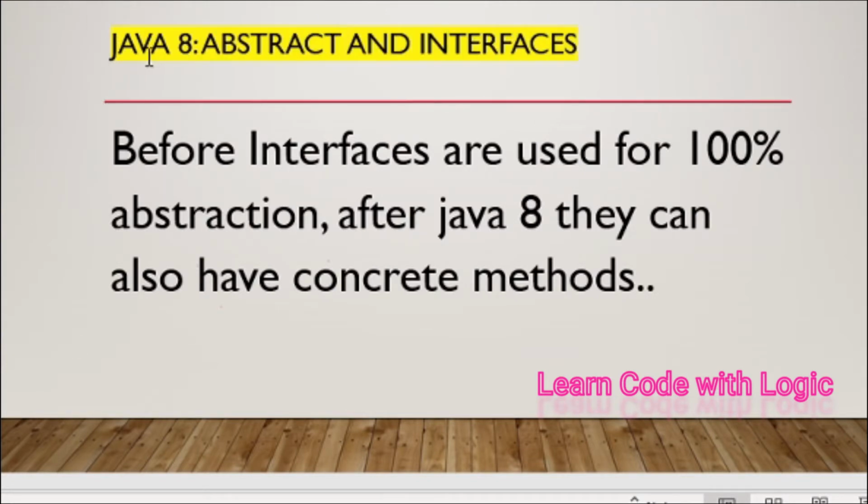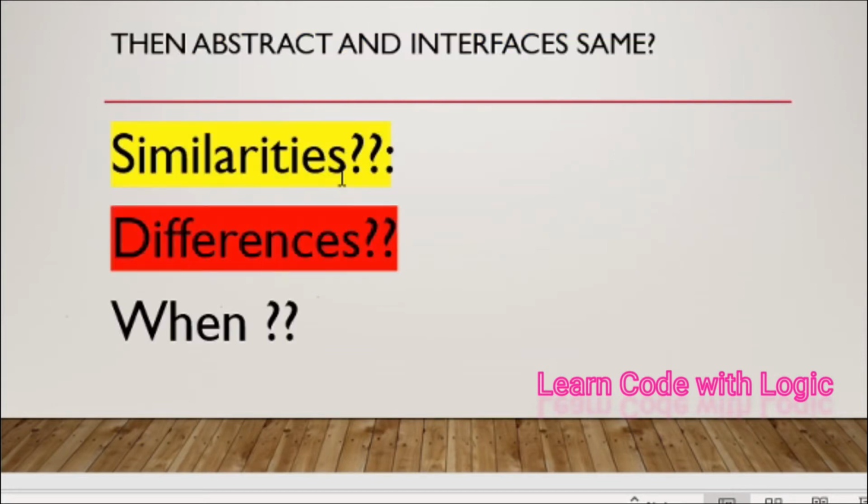The key point of Java 8 is that interfaces, before Java 8, were used for 100% abstraction, but after that we can also have concrete methods. If both have abstract methods and concrete methods, when to use abstract classes and when to use interfaces? That's a big question, right? So you need to understand the similarities between them, as well as, the main thing, the differences between them. In this video I will go over all three concepts one by one.